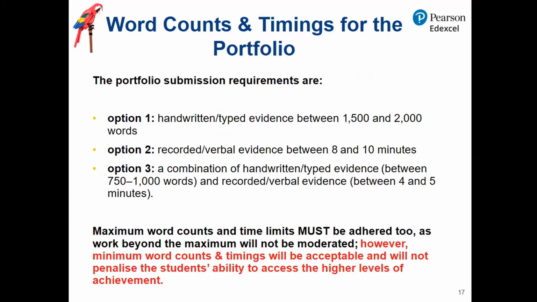Word counts and timings for the portfolio. Option 1 is handwritten or typed evidence between 1,500 and 2,000 words. Option 2 is recorded or verbal evidence between 8 to 10 minutes. And option 3 is a combination of the handwritten or typed evidence, which would be between 750 and 1,000 words, and recorded or verbal evidence between 4 and 5 minutes.